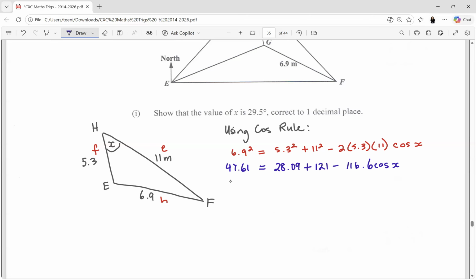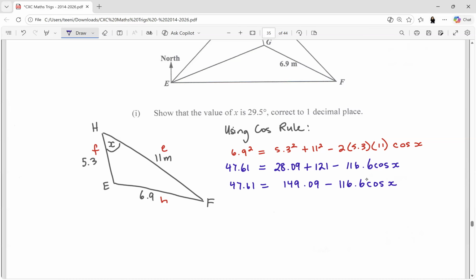Simplifying again, we'll have 47.61 is equal to 5.3 squared plus 11 squared is 149.09 minus 116.6 cos of X. I do not say 149.09 minus 116.6, okay?